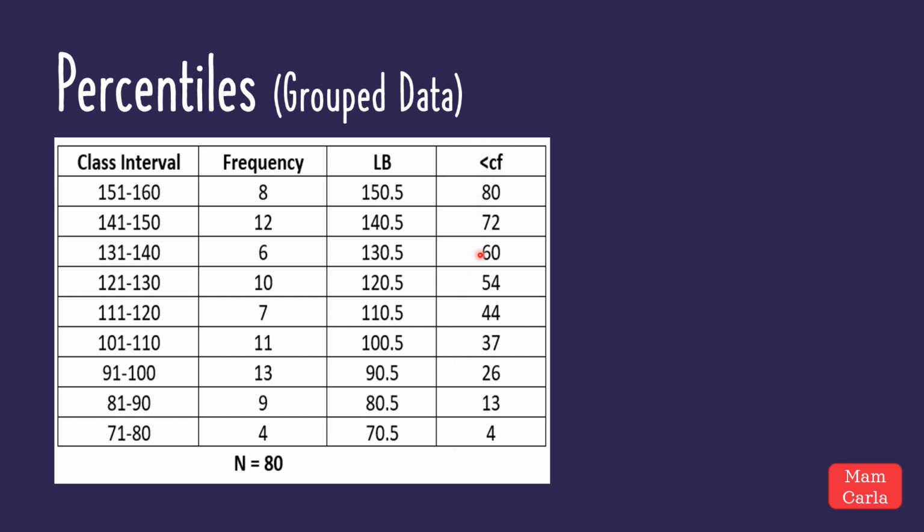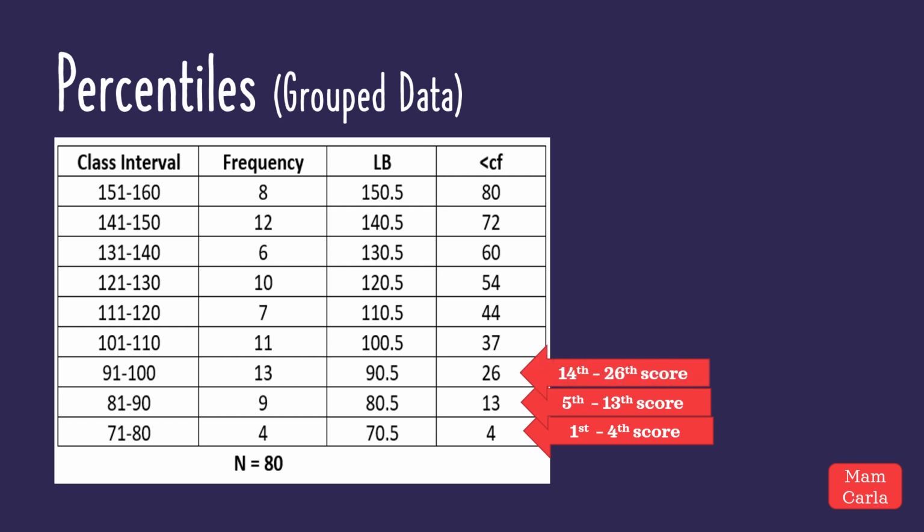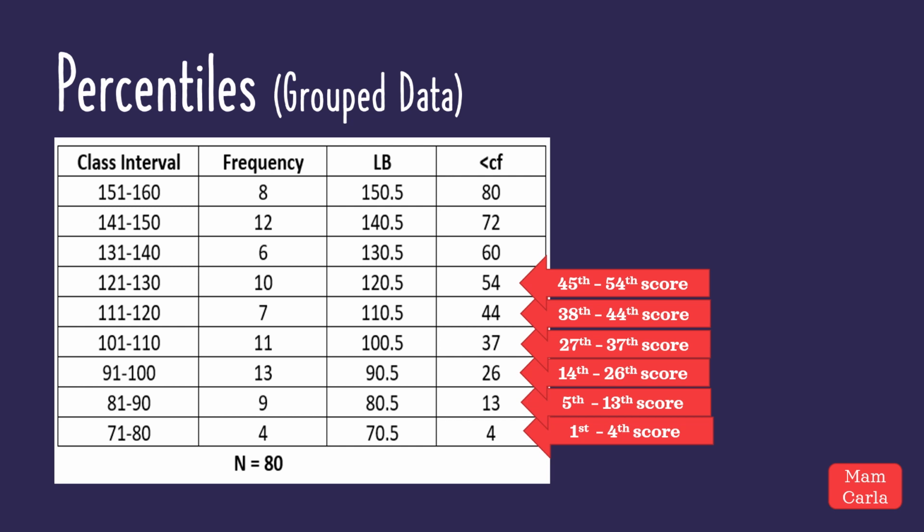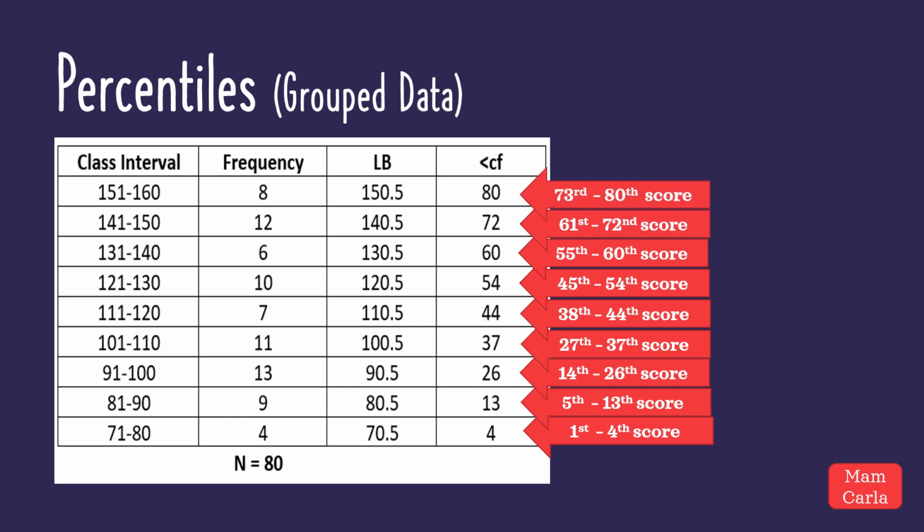So from the less than cumulative frequencies, we can note that this interval contains the first to fourth score. This one contains the 5th to 13th score. This one contains the 14th to 26th score. This one is 27th to 37th score. This one is 38th to 44th score. This one contains 45th to 54th score. This one contains 55th to 60th score. This one contains 61st to 72nd score. And the last one is 73rd to 80th score.